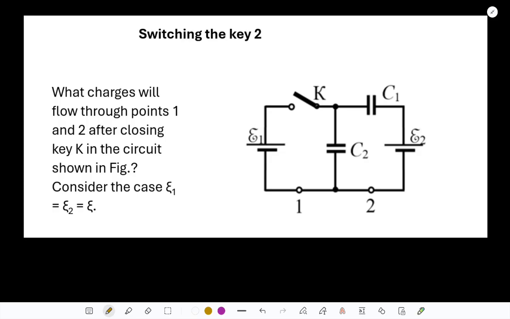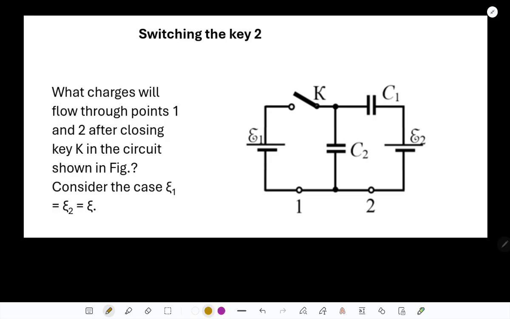And you can see a problem on your screen that simply asks what charges will flow through points 1 and 2 after closing key K in the circuit shown in the figure. Consider the case E1 equals E2 equals E. That's all right. Fine.